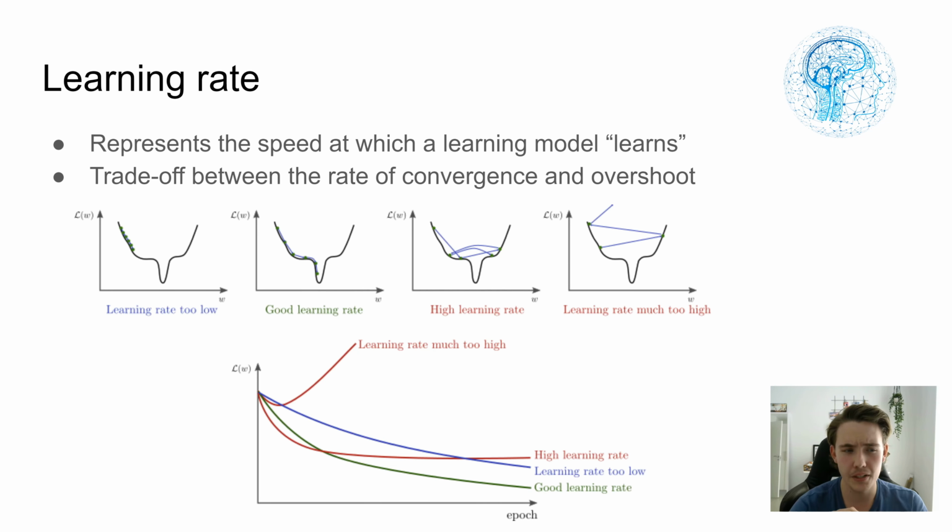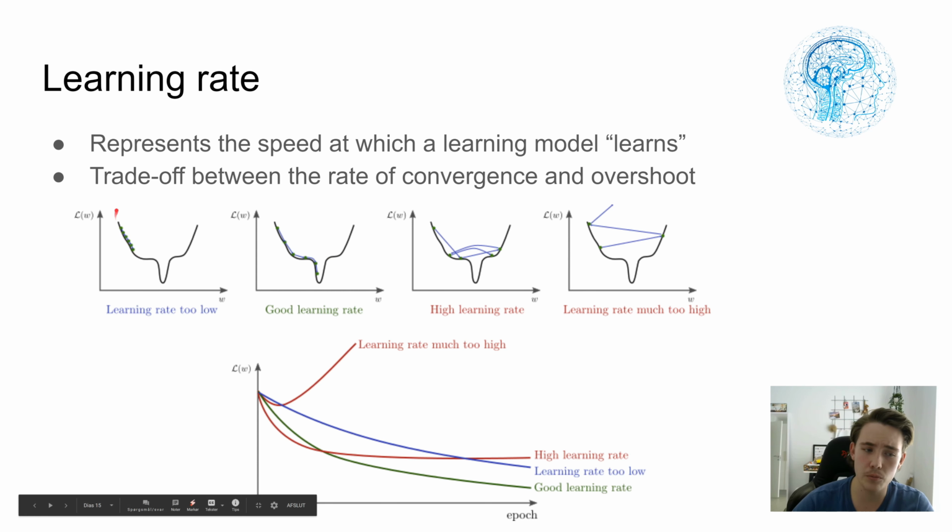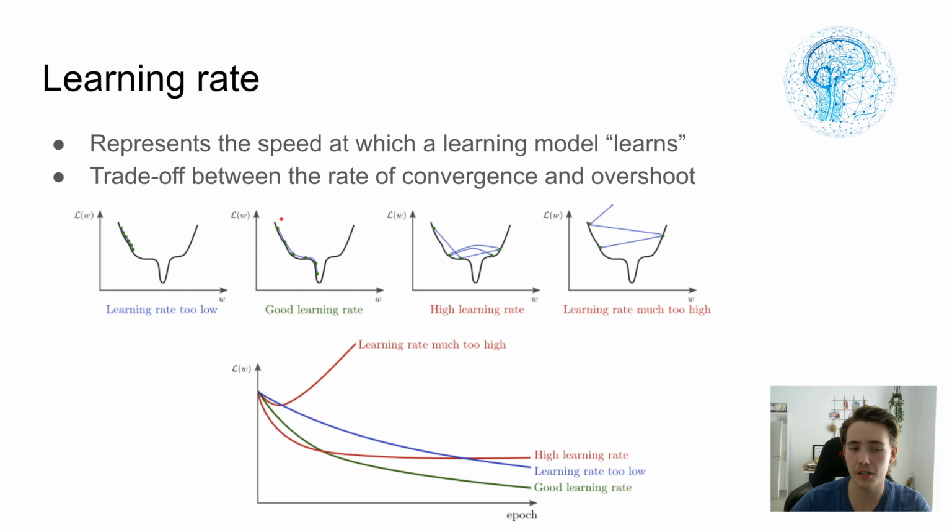So we can talk about learning right here, when our model, or a reinforcement learning agent, is learning. The learning rate represents the speed at which a learning model learns, so how fast our reinforcement learning agent learns. And the learning rate is really a trade-off between the rate of convergence and overshoot. Let's say we have a learning rate that is too low, then it will take a lot of time to get to the global minimum. And if we have a good learning rate, then it will converge really fast to the global minimum.